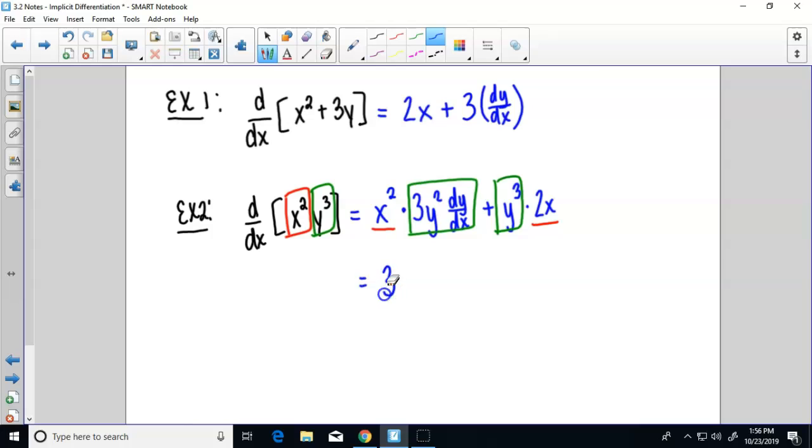So you'd probably write it as 3x squared y squared dy dx plus 2xy to the third.